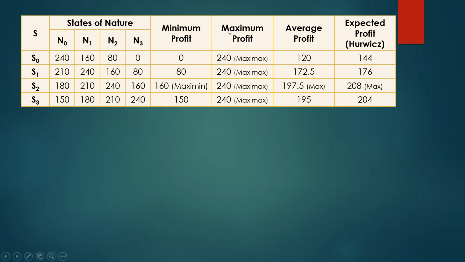Okay. Now look at the second column here, maximum profit. In all the strategies, the maximum value is 240. Because all the values are the same, and the maximum of the maximum is 240, all these strategies from S0, S1, S2, S3 can be used in this approach. If I have to use the maximax criteria, then whether I use strategy S0, S1, S2, or S3, it hardly matters. That will be my strategy which I can use.